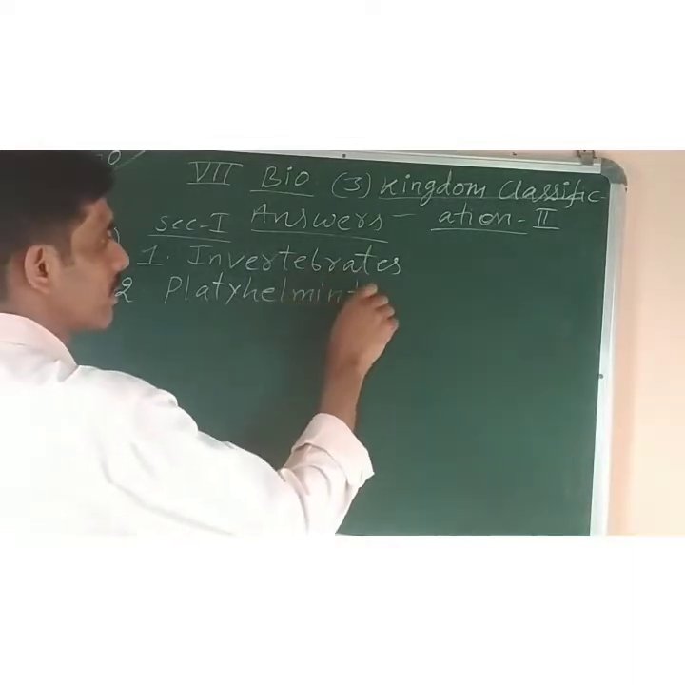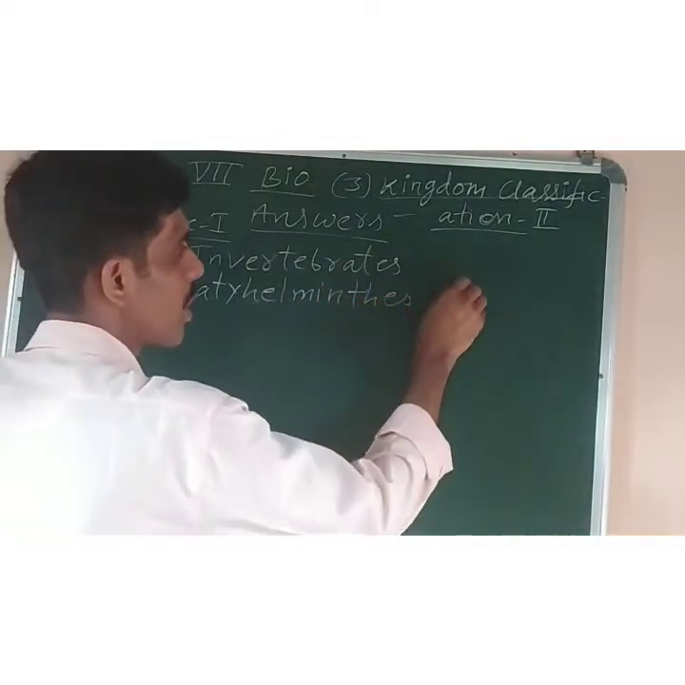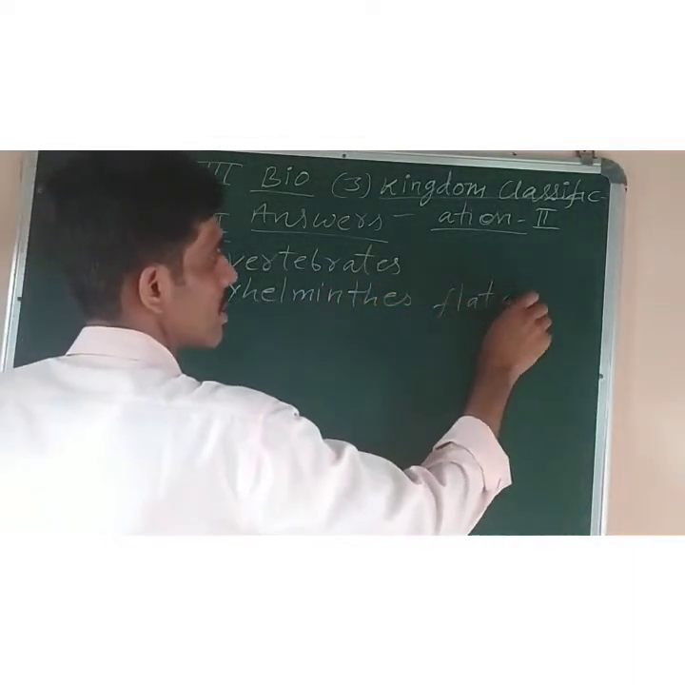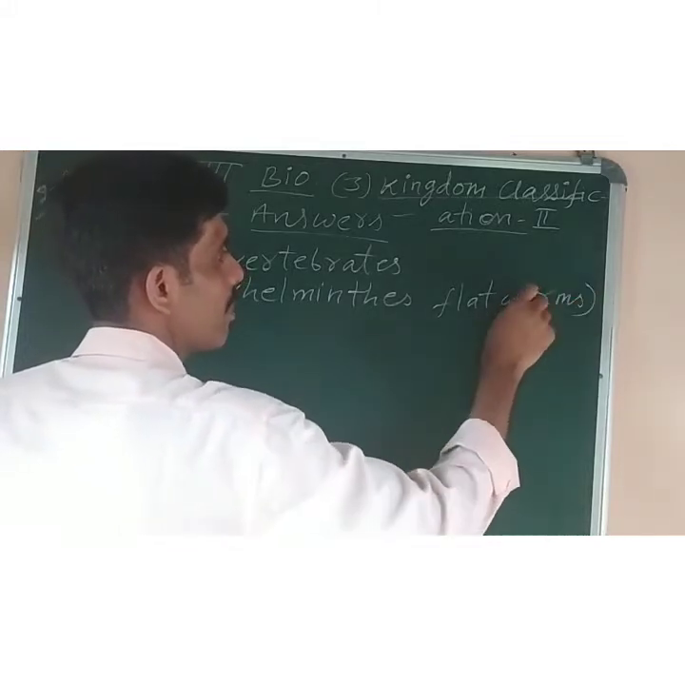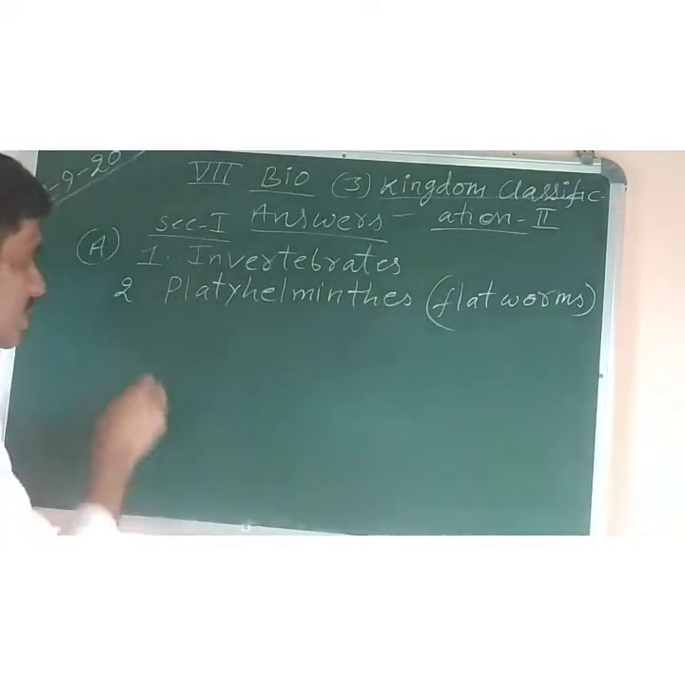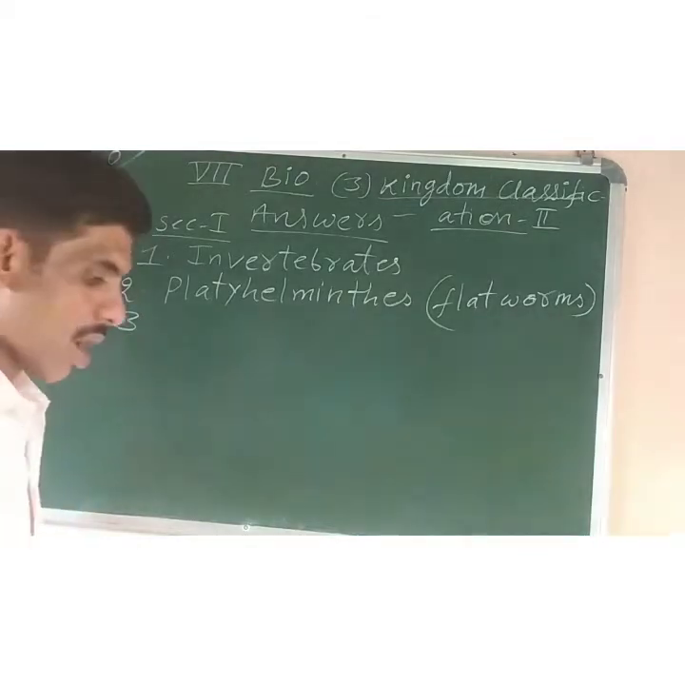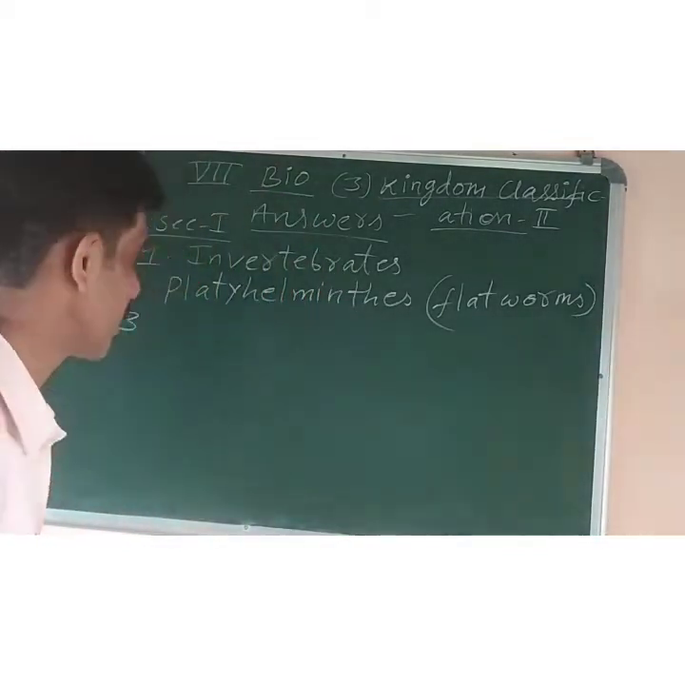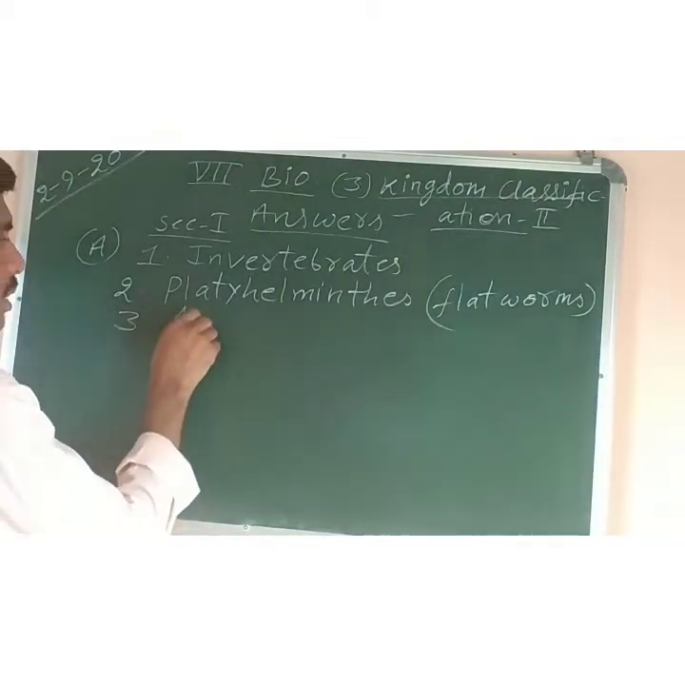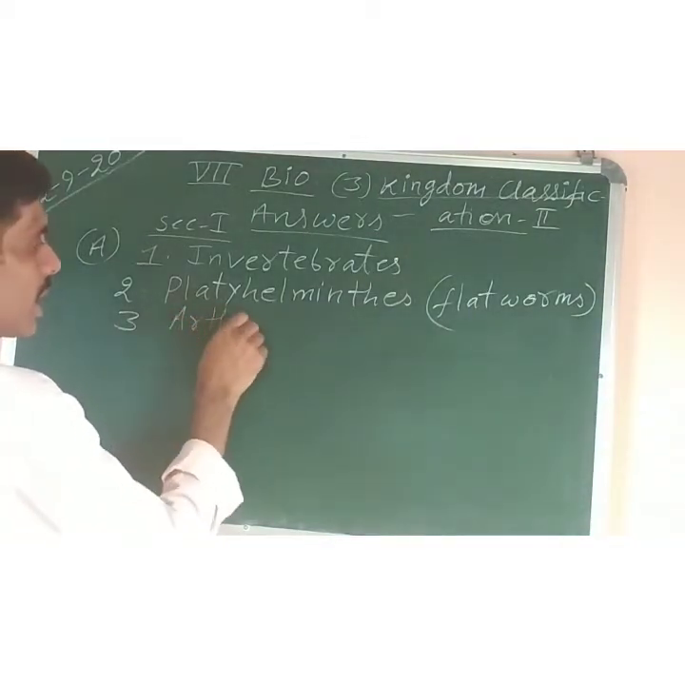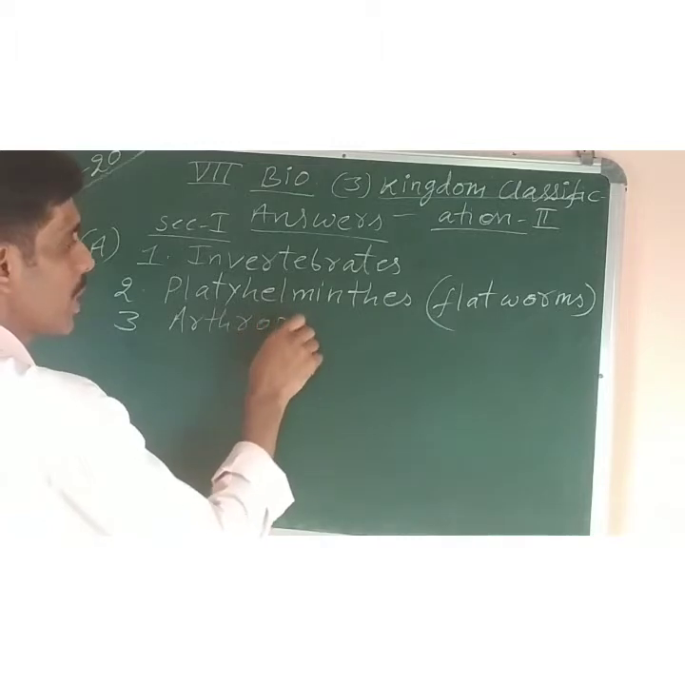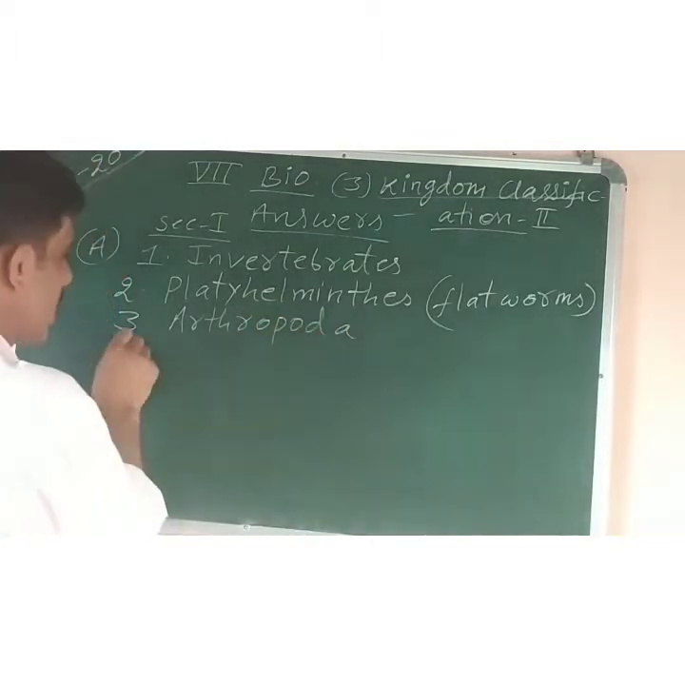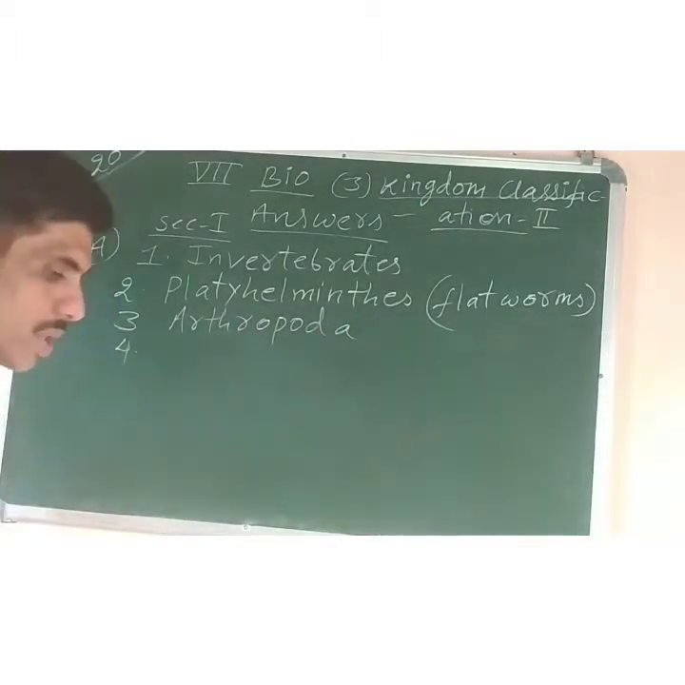Number two, phylum that consists of animals that have soft, flat, leaf-like bodies, they are called platyhelminthes, also known as flatworms. The other name of platyhelminthes is flatworms. Then third one is, organisms having hard exoskeleton made up of chitin. Such organisms are arthropods. A-R-T-H-R-O-Arthropoda, arthropoda you can write, or arthropods also you can write.